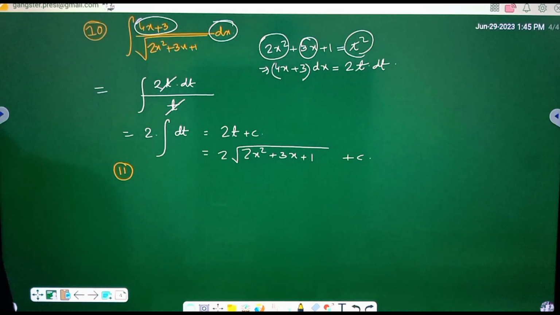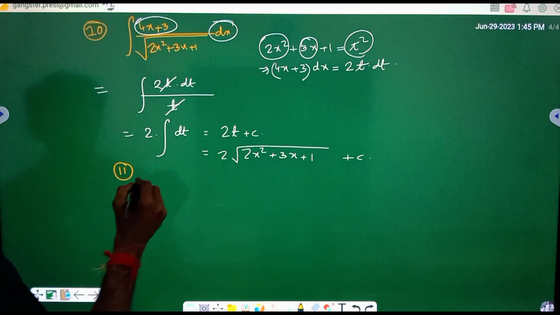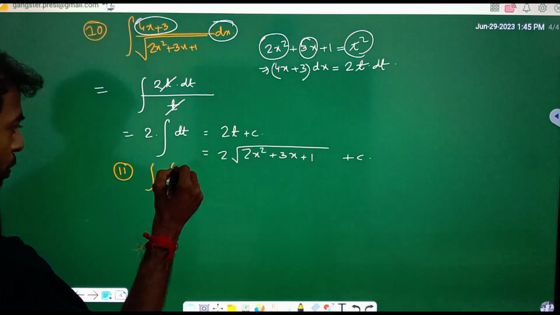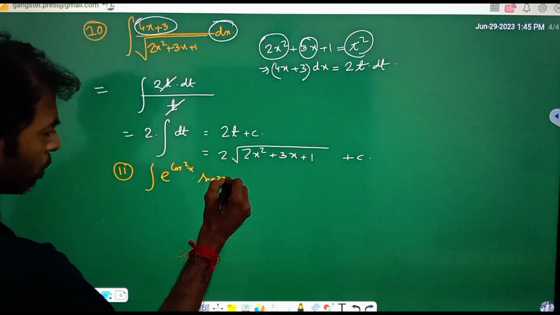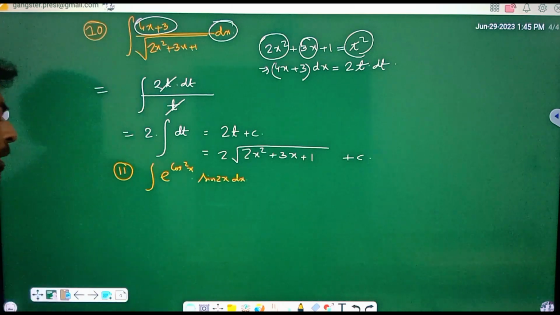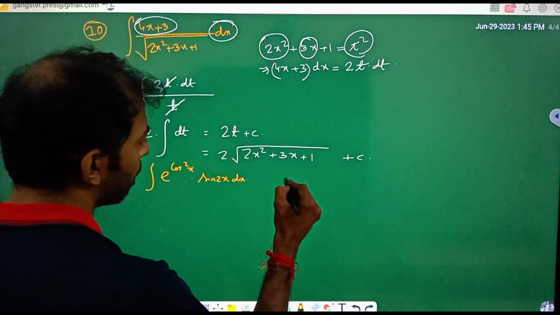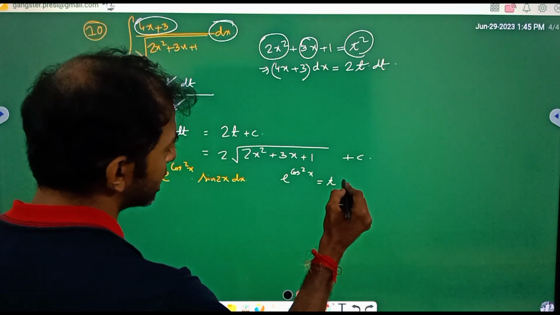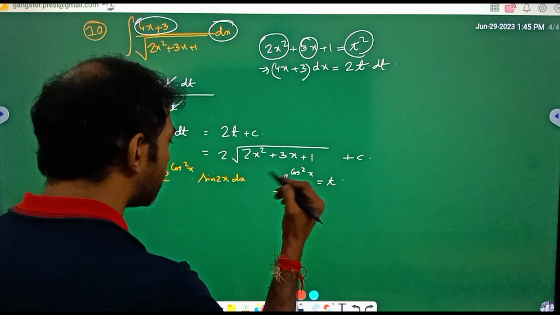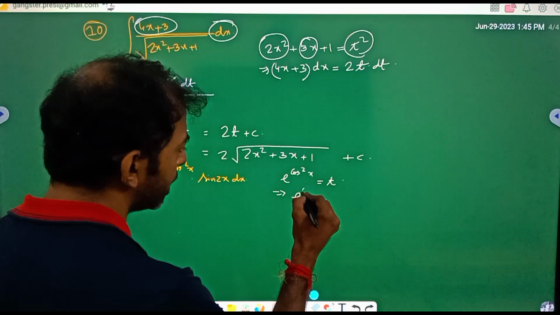The 11th problem is integration of e power cos square x sin 2x dx. Now just substitute e power cos square x as t. Differentiate it. Differentiation of e to the power cos square x will be e to the power cos square x.